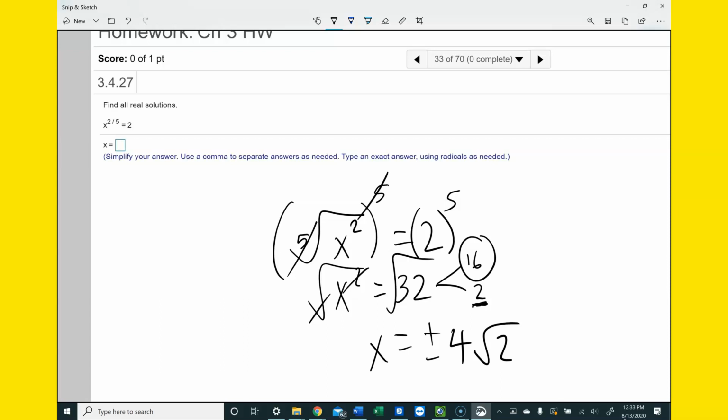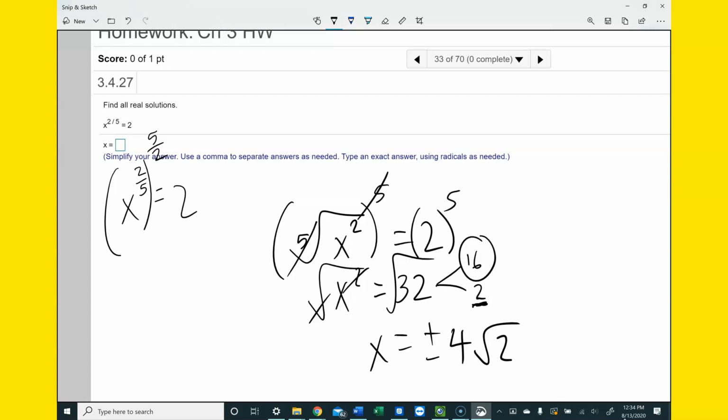Another way to go about it is to say x to the 2/5 equals 2. And this is a very quick and simple way to do it. We want that 2/5 exponent to just become a 1. So a quick way to do that is to raise it to the reciprocal of that. So I'm going to raise it to the 5/2. Why does that work? That works because if you have a power to a power, you multiply those powers. So x to the 2/5 to the 5/2, you would do 2/5 times 5/2, and the 2's cancel and the 5's cancel, it just gives you 1.